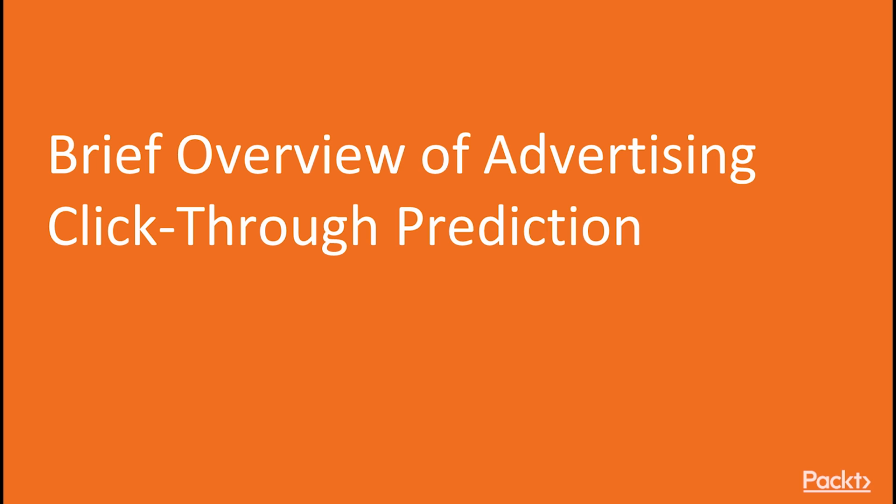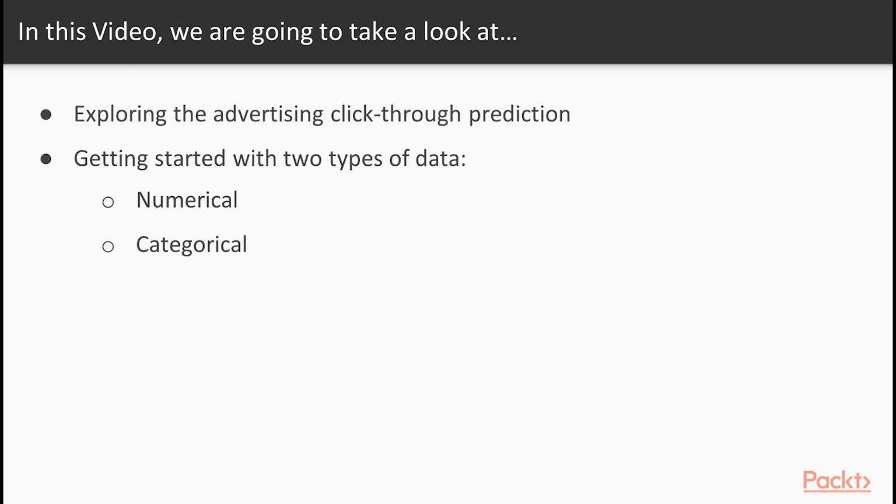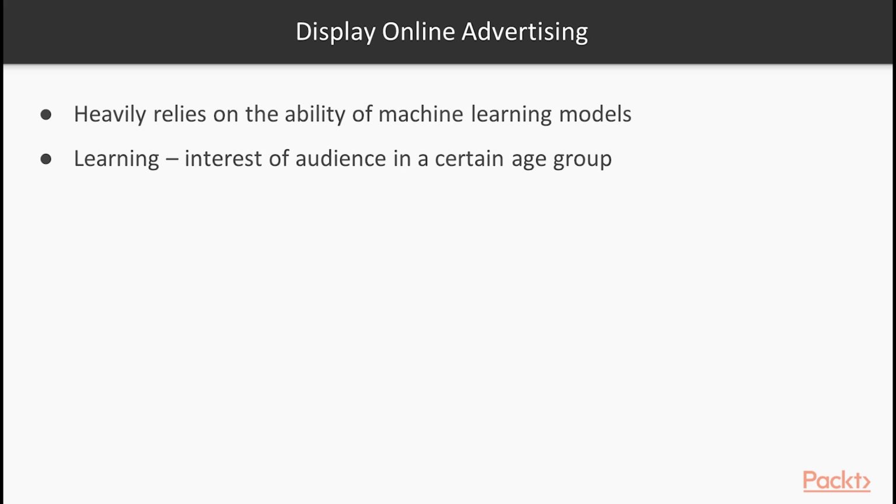Now we move on to the first video of this section that deals with a brief overview of advertising click-through prediction. In this video, we will explore advertising click-through prediction and get started with two types of data, numerical and categorical. Display online advertising has heavily relied on the ability of machine learning models to predict ad targeting effectiveness. How likely the audience in a certain age group will be interested in this product. Customers with certain household income will purchase this product after seeing its ad. Frequent sports site visitors will spend more time reading this ad, and so on.